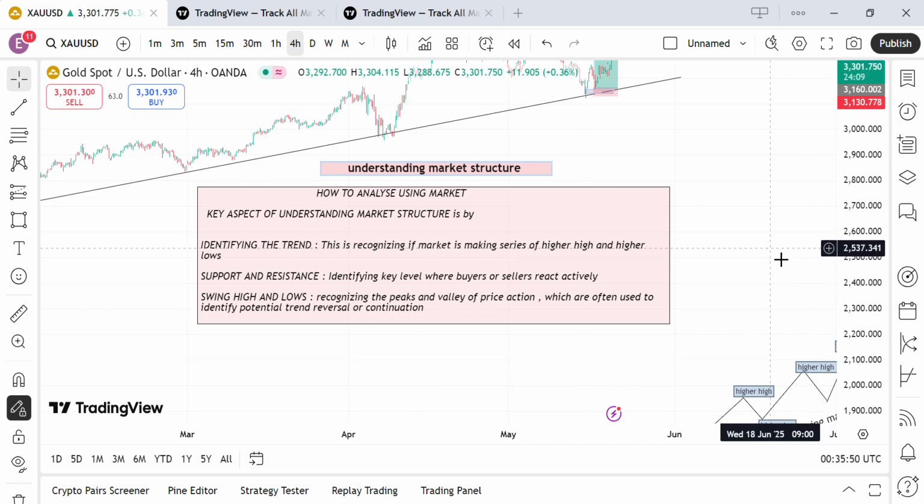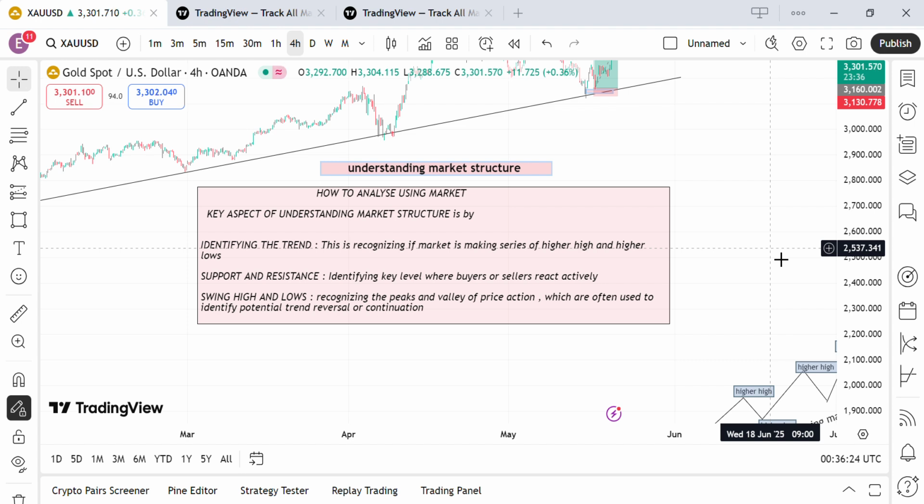Okay, guys, understanding market structure and how to analyze using market structure, you have to know these key aspects. One is identifying the trend. This is by recognizing if the market is making a series of higher highs and higher lows. Second, you have to recognize the support and resistance. Support and resistance is just identifying key levels where buyers or sellers react actively. Don't worry, I'll explain more with the diagram.